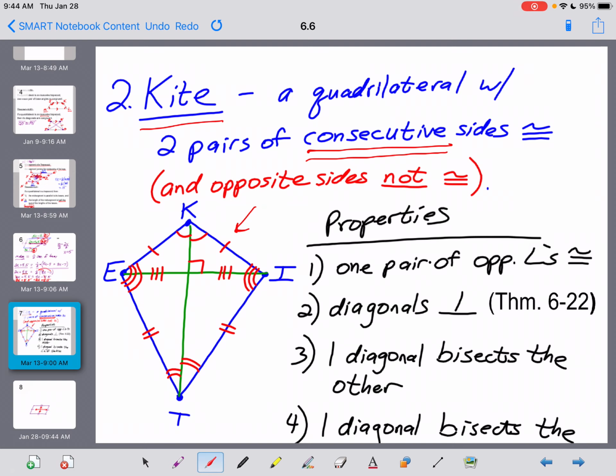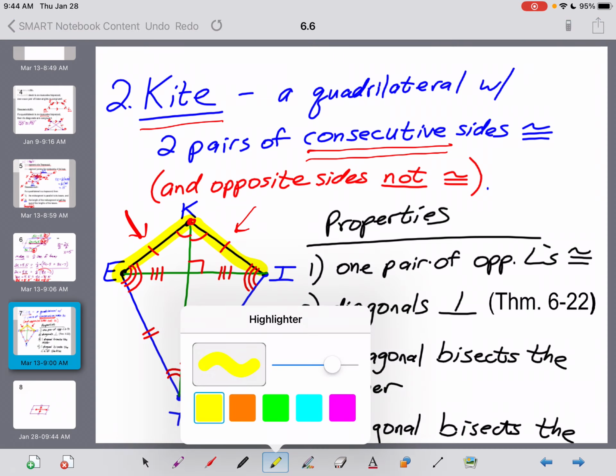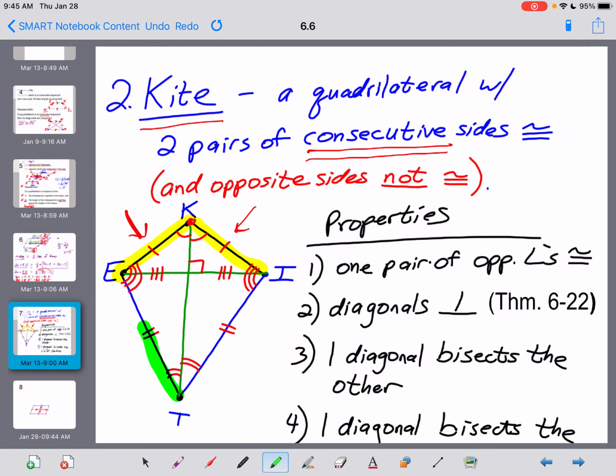Line segment KI right here and line segment KE are right next to each other. They share a common vertex here at point K, everybody. So those are what we would call consecutive sides. They're right next to each other, and you'll notice they're congruent. Likewise, let me shift colors on you here, line segment TE and line segment TI. Those are consecutive sides as well. They share a vertex at point T, and if we look at the double tick marks here and here, those consecutive sides are congruent as well.